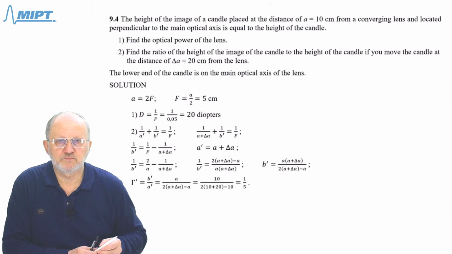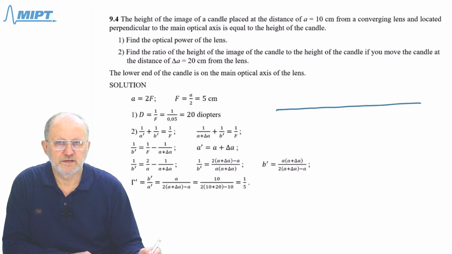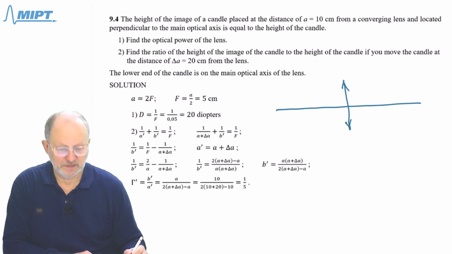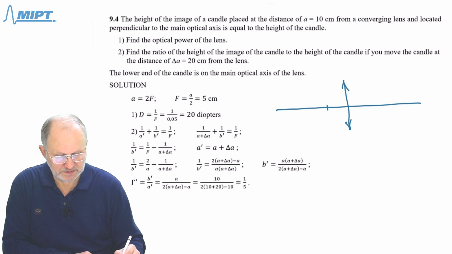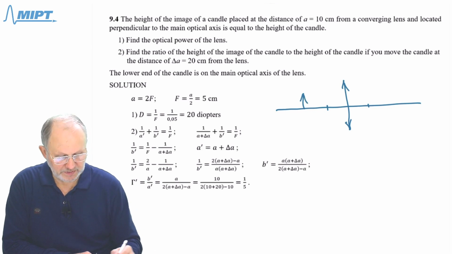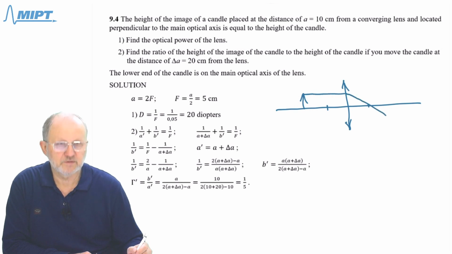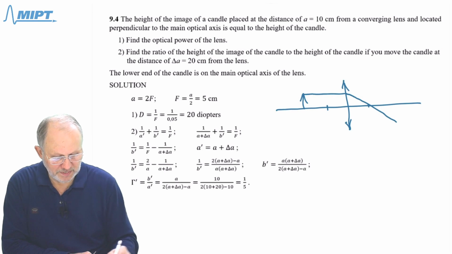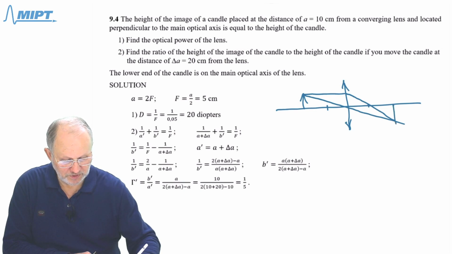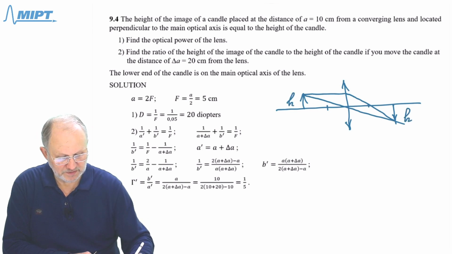In order to solve this problem, we have to understand that there is an optical axis in this problem, and the lens is somewhere perpendicular to the optical axis, and there are focal distances of the lens, and there is a candle somewhere. And the image of the candle can be obtained using simple rules. That is the path of one ray, and another ray will go through the center of the lens, and so the image will be here.